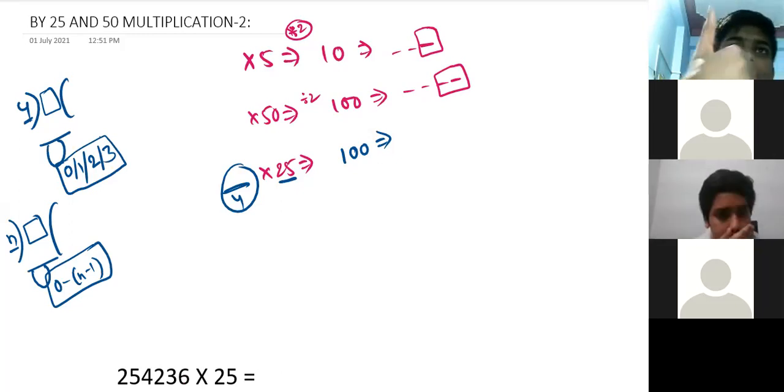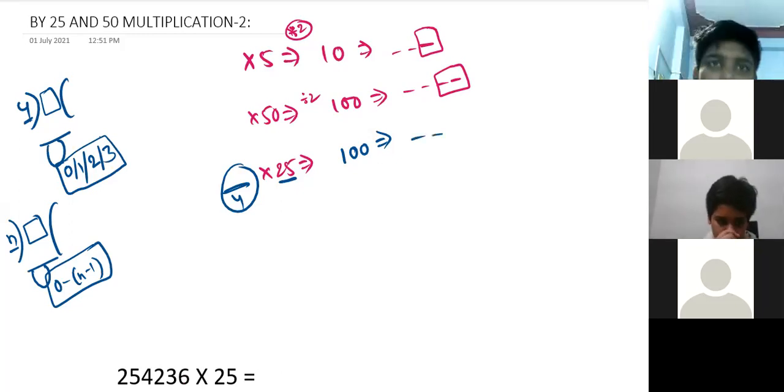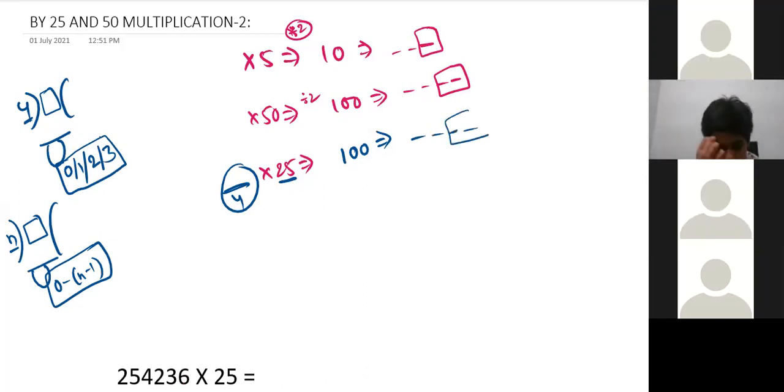See, based on the remainder, we have to place how many digits now? Tell me that point. Just tell me how many digits we need to place. 2 digits. We need to place 2 digits.